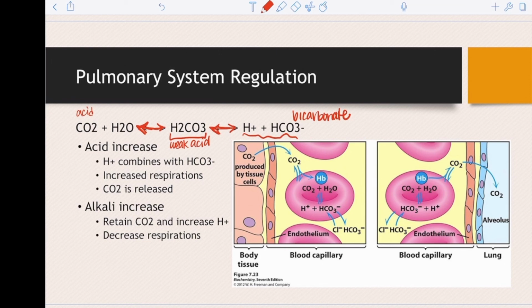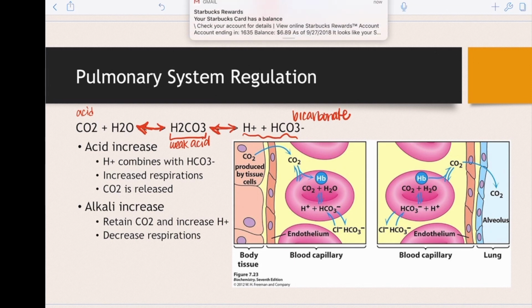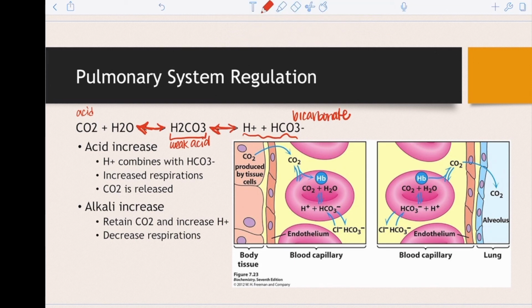If you have an alkali increase or your pH is going up, one way that the body can compensate for that is to retain your CO2. So CO2 is acidic, right? And things are getting too basic. So what can we do to alter that pH? We can start to retain some acid. To do that, your body's going to know that it needs to respire less. So you're going to decrease your breathing activity.